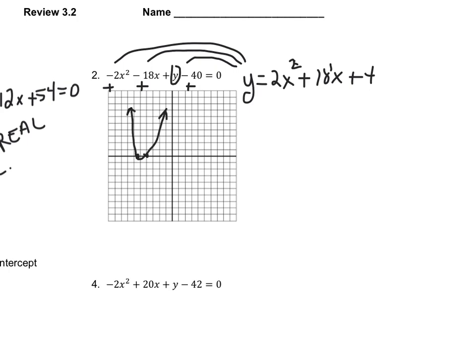All right, it's not perfect, but basically what I ended up with was a parabola that crosses the x-axis at x equals negative 4 and x equals negative 5. So if I was looking for the solutions, that's what they would be. They would be wherever the parabola crosses the x-axis. So that happens at x equals negative 4 and x equals negative 5.